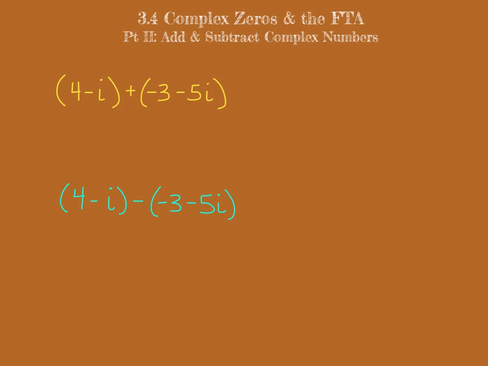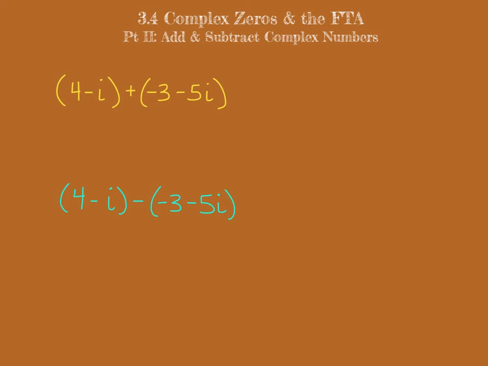In the yellow example up top, actually in both, we have the same two complex numbers. The only difference is that up here in yellow we'll be adding and down here in blue we'll be subtracting. So adding really just means combining like terms. We don't even need the parentheses when adding. I just put them there to show that this is the first complex number, this is the second.